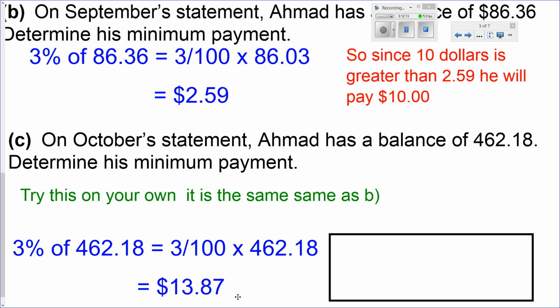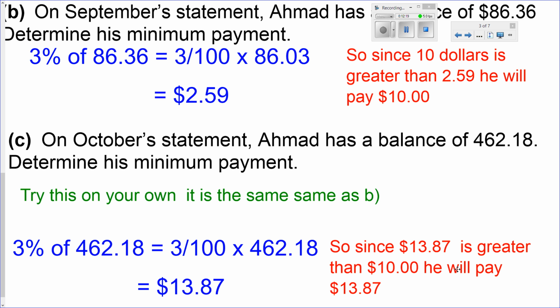All right. Basically, we're going to end up having to pay $13.87, which is greater than 10. So he's going to pay that amount of money. That's all you need to understand here. Now, let's move on to the next thing. Or you know what? Tell you what. We'll wait a few seconds for everybody to catch up. I want to make sure everybody has this down.